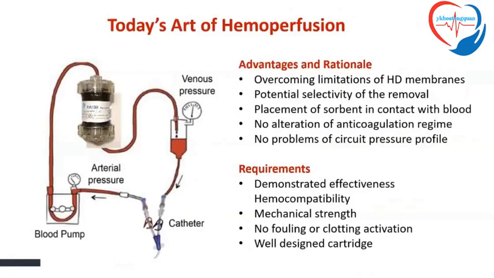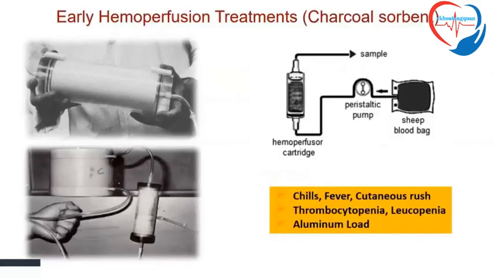Hemoperfusion seems to overcome the limitation of dialysis membranes with potential selectivity of removal. You can place the sorbent in contact with blood without altering coagulation and problems of circuit pressure. But of course, we have specific requirements. We need to demonstrate effectiveness, hemocompatibility, mechanical strength, no fouling or clotting activation, and to have a well-designed cartridge.